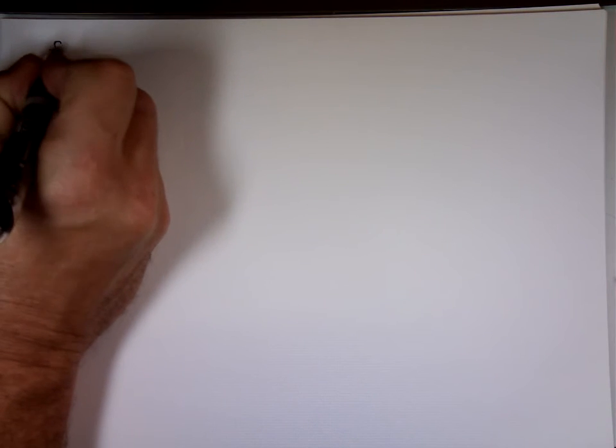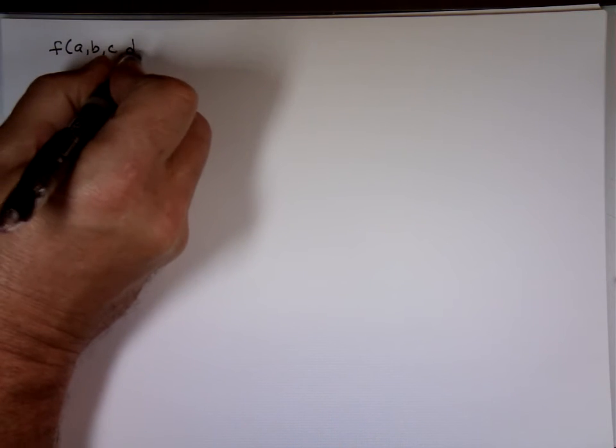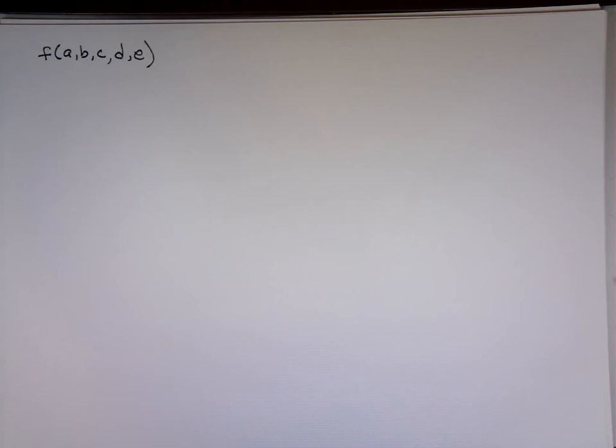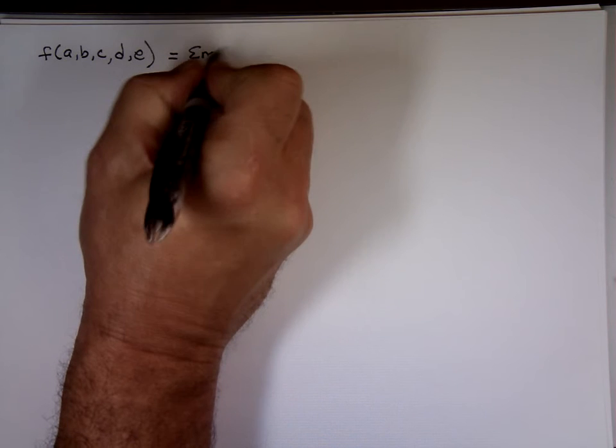f of A, B, C, D, and E. It's a 5 variable function equals the summation of the minterms.